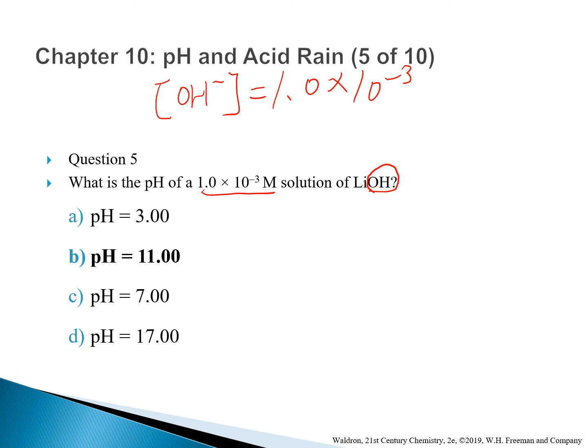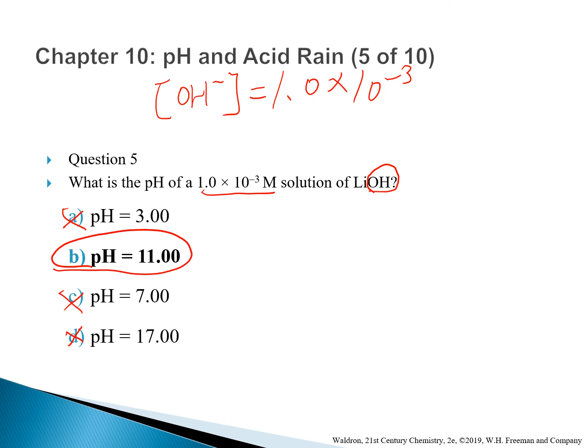Then we can simply look at the choices and eliminate the wrong answers. Choice A, pH equal to 3, is acidic, but hydroxide is a basic solution. So A is wrong. And then pH equal to 7 is neutral, it's not basic, so C is out. And then we know that the pH scale is from 0 to 14, so 17 is out of the range, so D is out. That will only give you choice B for the answer.